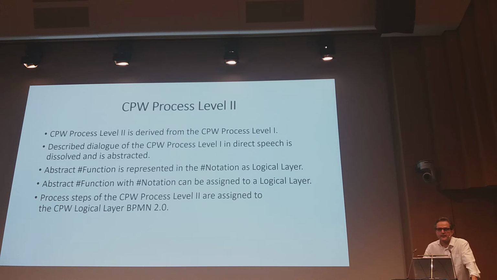So again, the CPW process level 2 now is derived from the CPW process level 1. The described dialogue of the CPW process level 1 in direct speech is dissolved and abstracted. The abstract hashtag function is represented in the hashtag notation as logical layer. The abstract hashtag function with hashtag notation can be assigned to a logical layer. Process steps of the CPW process level 2 are assigned to the CPW logical layer Business Process Modeling Notation 2.0.